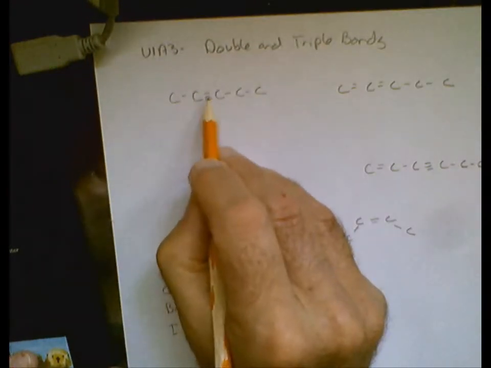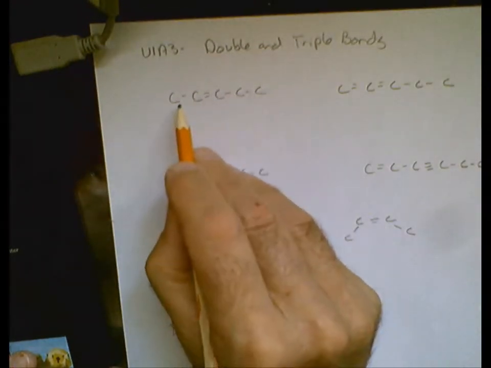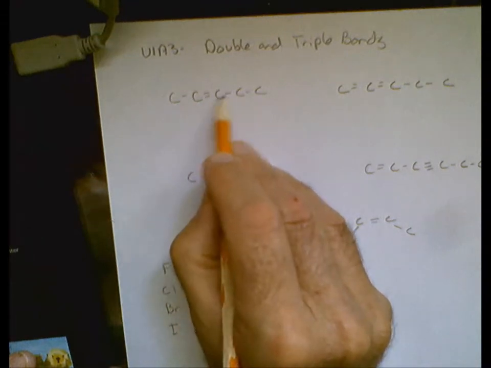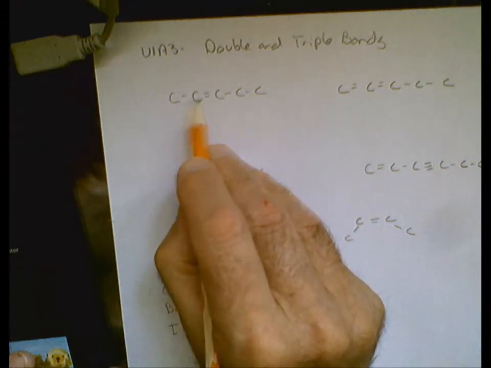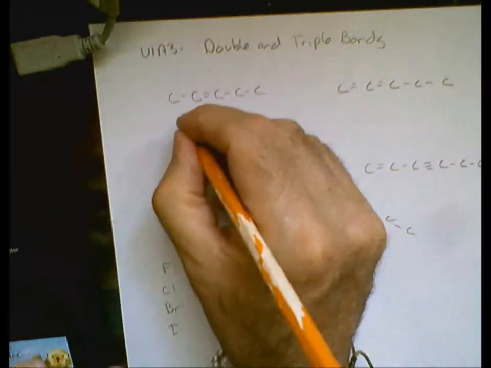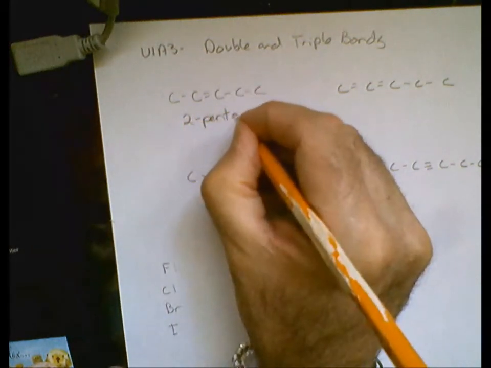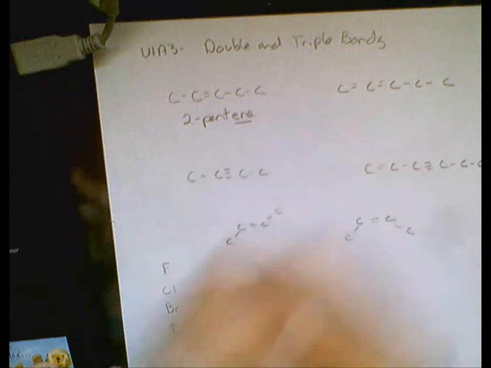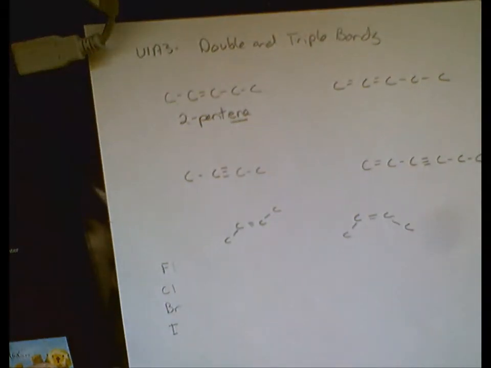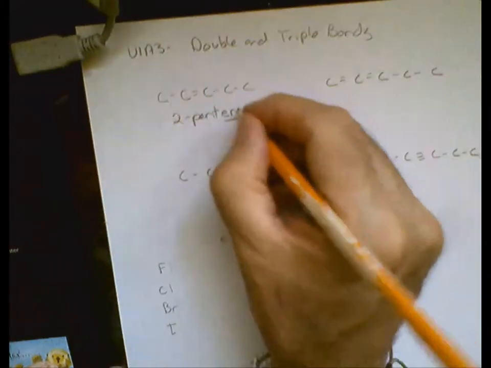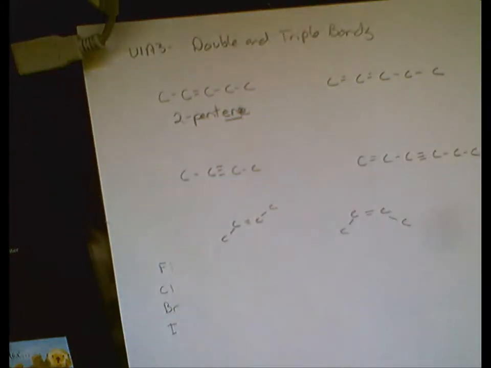Always longest chain, 1, 2, 3, 4, 5, it's pent. The double bond is between the second and third carbon. Take the lowest number, 2. So it's 2-pent. It's ENE instead of ANE now. So that's ENE, ene, 2-pentene.